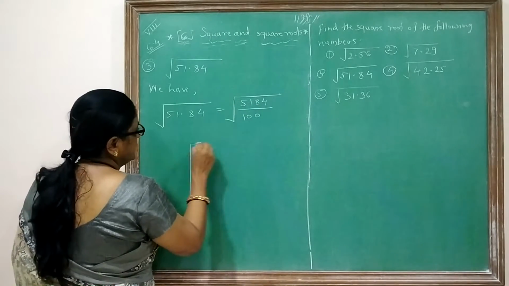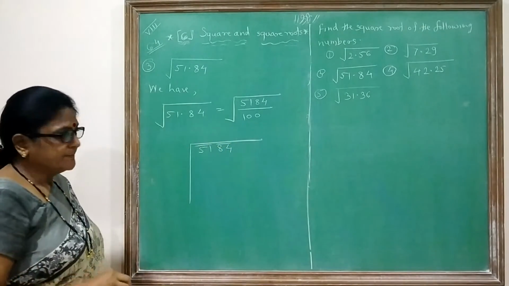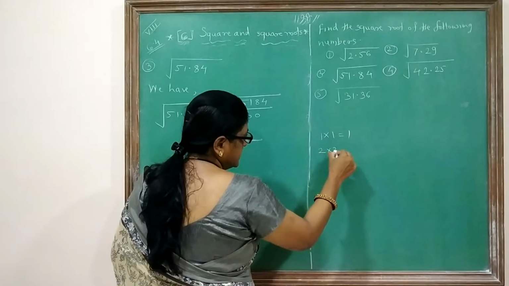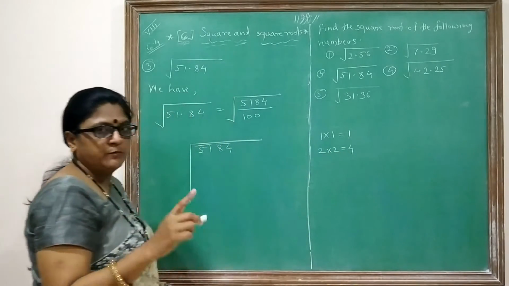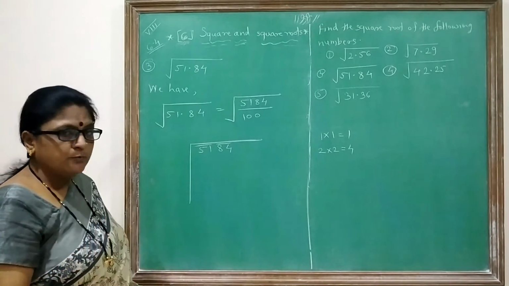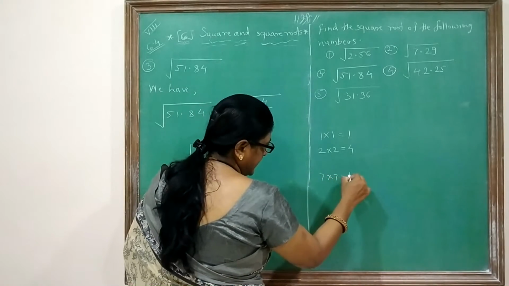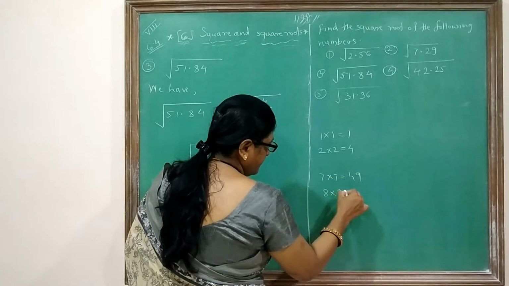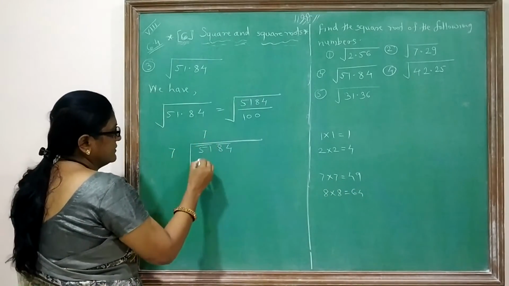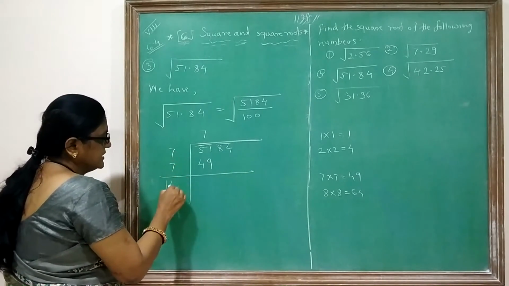Then make the division method, that is 5184, make a pair. Then here 1 into 1 is 1, 2 into 2 is 4, 3 into 3 is 9, 4 into 4 is 16, 5 into 5 is 25, 6 6s are 36, 7 7s are 49. But 8 8s are 64, means 7 7s are 49. 8 8s are 64, this is a greater value. Then you will take here 7 7s are 49. Then 7 is added. 7 plus 7 is what?